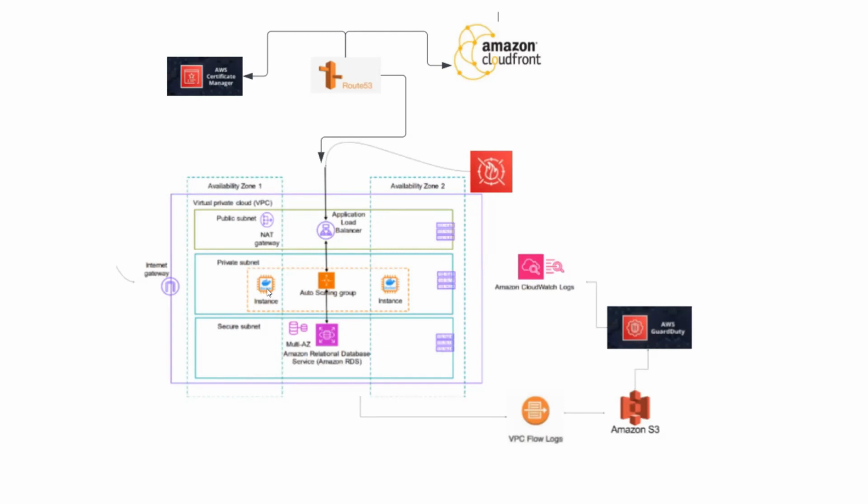Yes, that is the thing. As I said, we are using a NAT gateway in the public subnet, and there is one more component in the public subnet, as you already know, the application load balancer. It distributes the traffic across the instances.